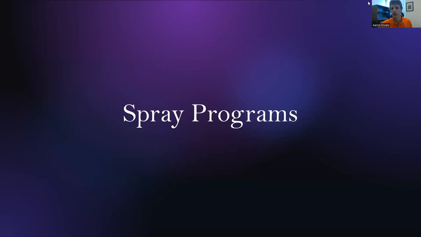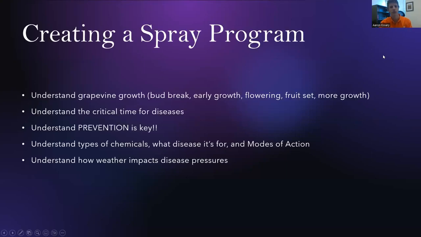So I'll start with fungal diseases. Or no, I'm sorry. I'll start with spray programs first. So creating a spray program. It's good to understand grapevine growth from bud break to early growth to flowering, fruit set, and more growth, because it grows all summer long. Understand the critical times for diseases, which is usually spring around bud break, 6 weeks after bud break, or 6 weeks after flowering. Understand that prevention is key.